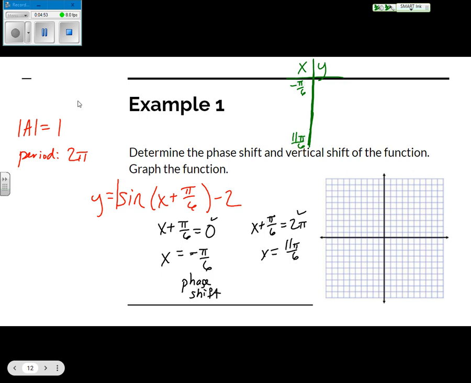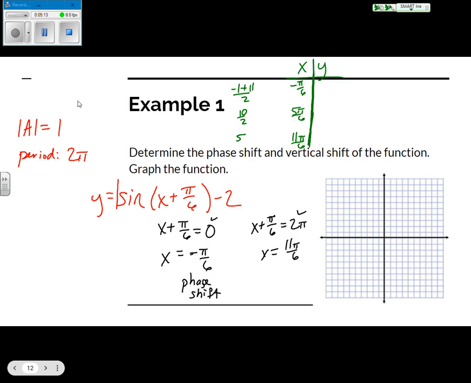What I do is I look at -1 pi over 6, and I look at 11 pi over 6, and I try to think what's halfway between negative 1 pi over 6 and 11 pi over 6. That will be 5 pi over 6. And so 5 pi over 6 is going to give me something nice.